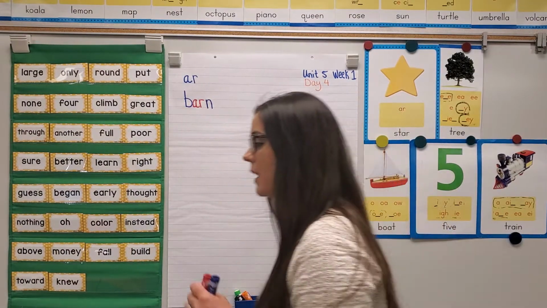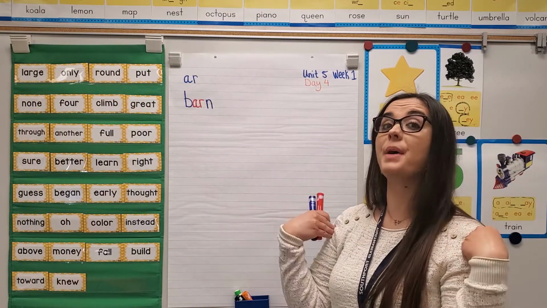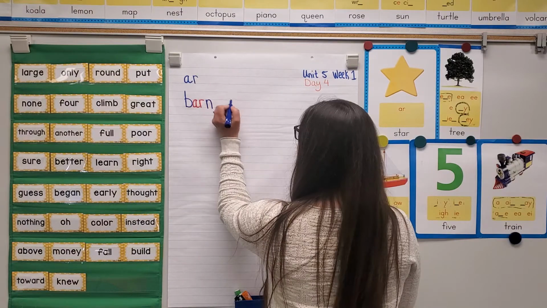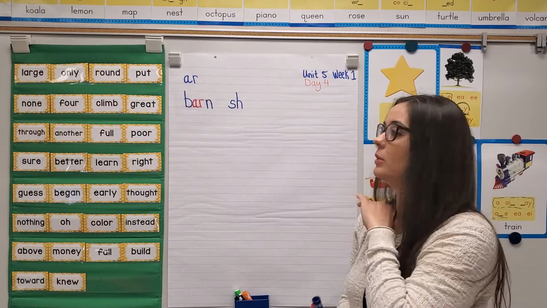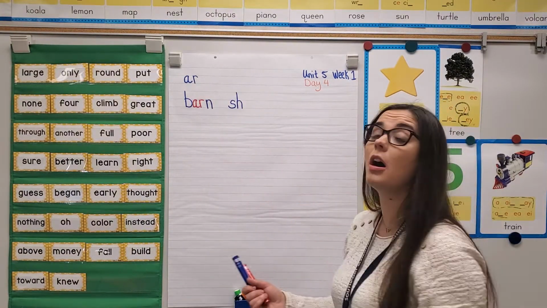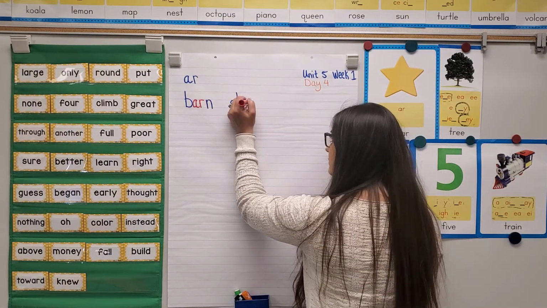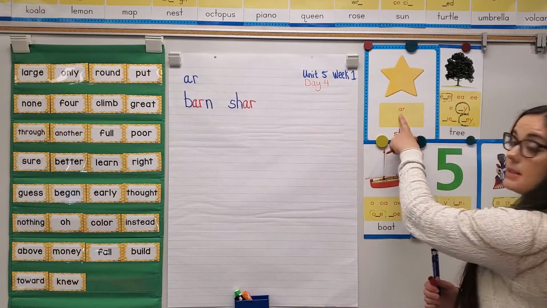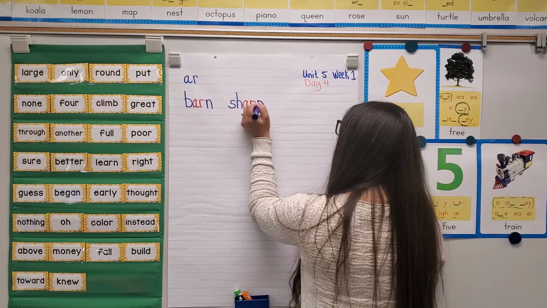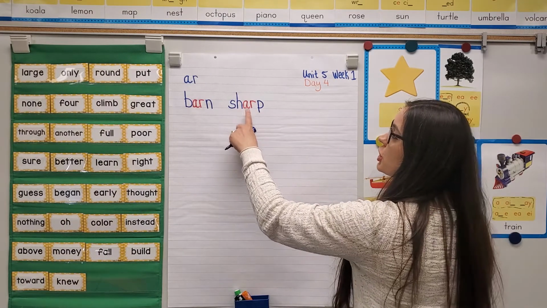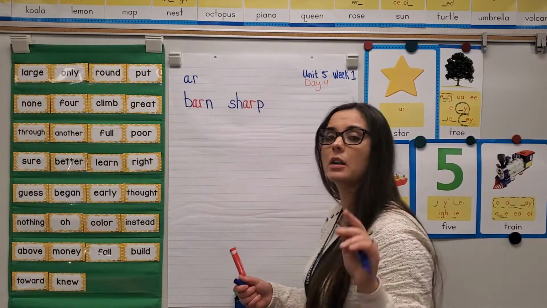B-R-N, barn. Next word, sharp, your turn. Sh-R-P, sharp. Remember the digraph, S-H. Sh, we'll never, ever, ever say saha. It'll always be sh. A-R says R. P says pa, sh, R, p, sharp.